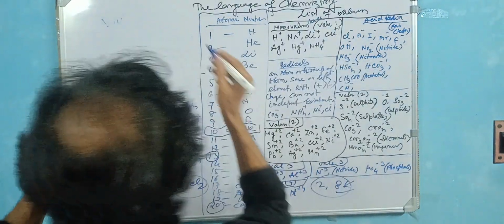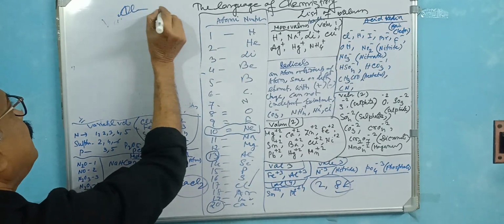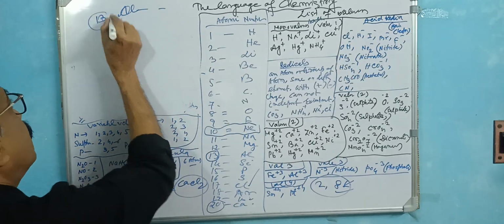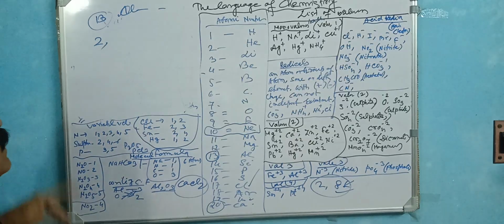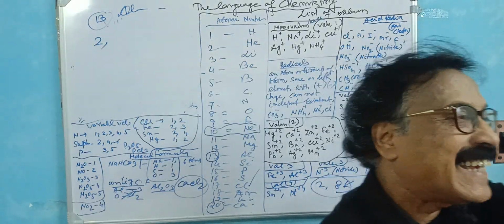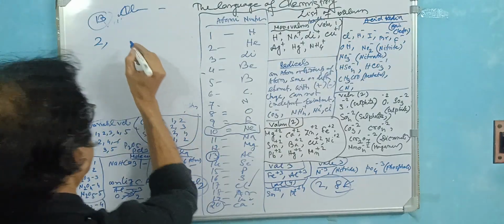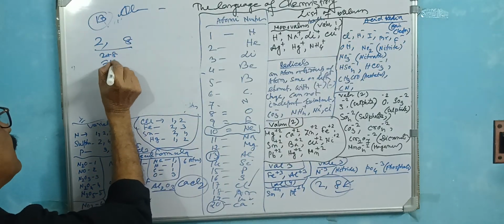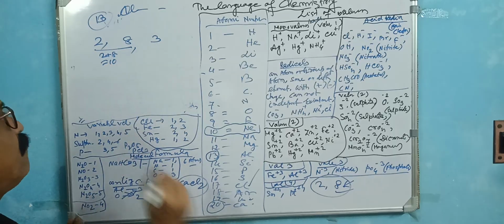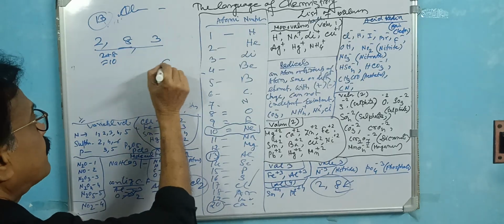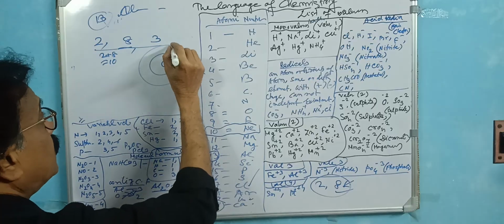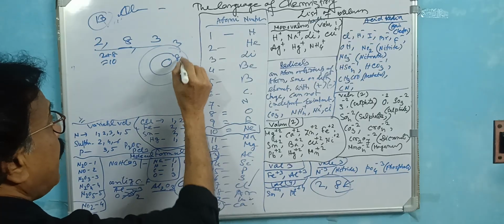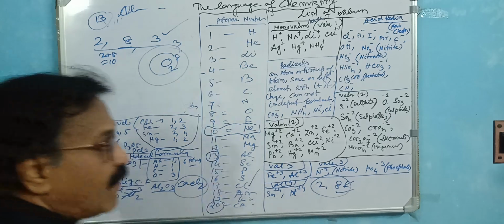13 electrons. Aluminium. Why is the valency of aluminium 3? Aluminium is 13. So if we give two to the first cell, what is left? 11. Second cell 8 is there. So 2 plus 8, already 10 is there. Now only 3 is left. So there are 3 cells, 3 orbits. What is the last cell? This is 3, this is 8, this is 2. What is the valency of the last cell?